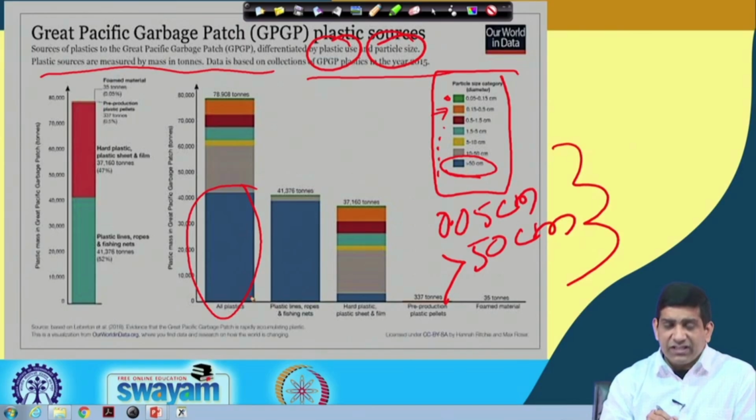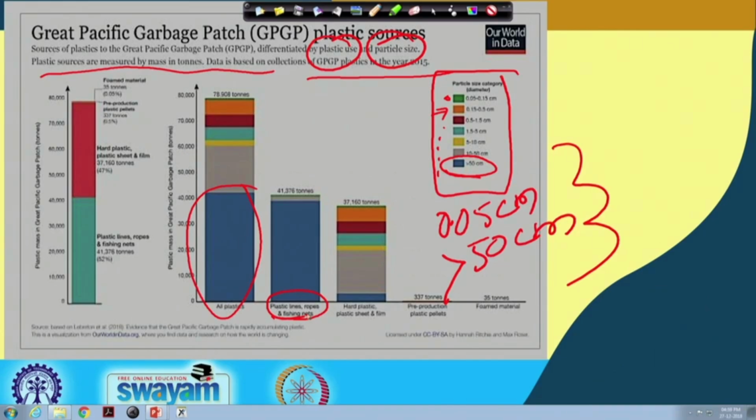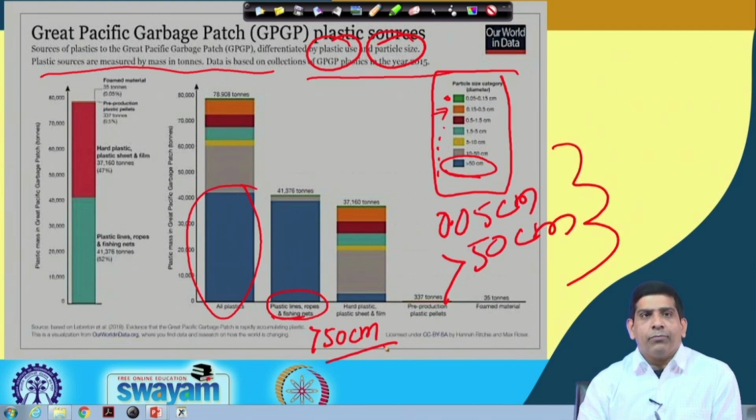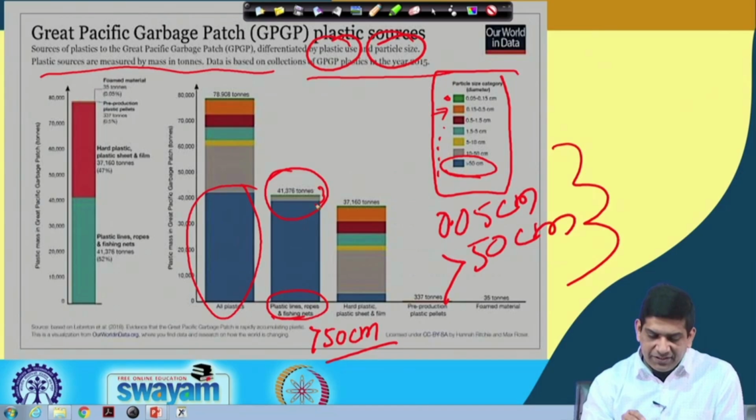You see a big chunk of that blue color among all the plastic that you find. And the major source of the blue color is plastic lines, ropes and fishing nets, which people just leave there when they go fishing. So plastic lines, ropes and fishing nets were the major source of this size greater than 50 centimeter. That was close to 41,376 tons, and there were some other sources there as well. Close to maybe 38,000 tons was greater than 50 centimeter.